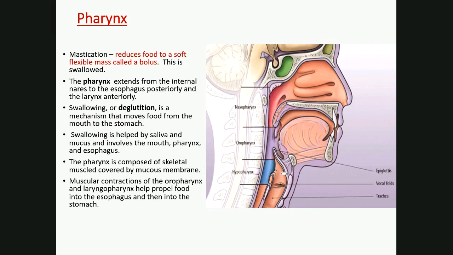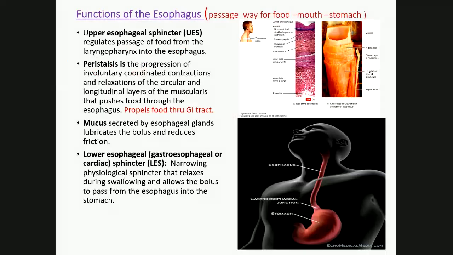You can see here, remember we talked in the past about this little flap called the epiglottis. When we swallow, the epiglottis is going to close off the trachea, preventing food from going into the trachea. At the same time, the uvula is going to close off the nasopharynx, preventing food from going up into that region. So from the laryngopharynx, the food is going to enter into the esophagus, which takes the food into the stomach.